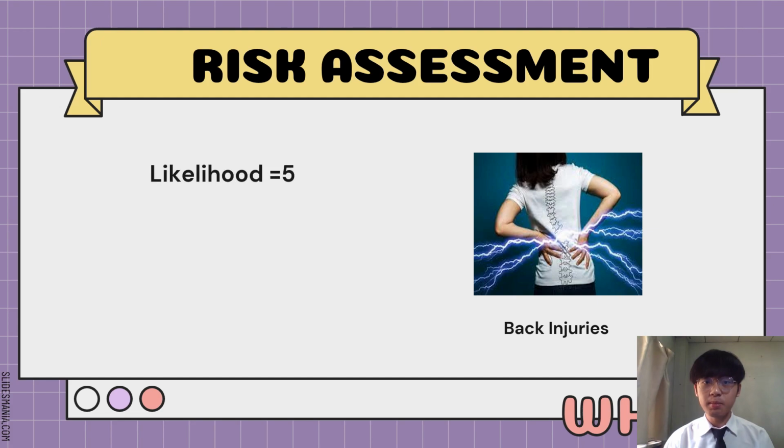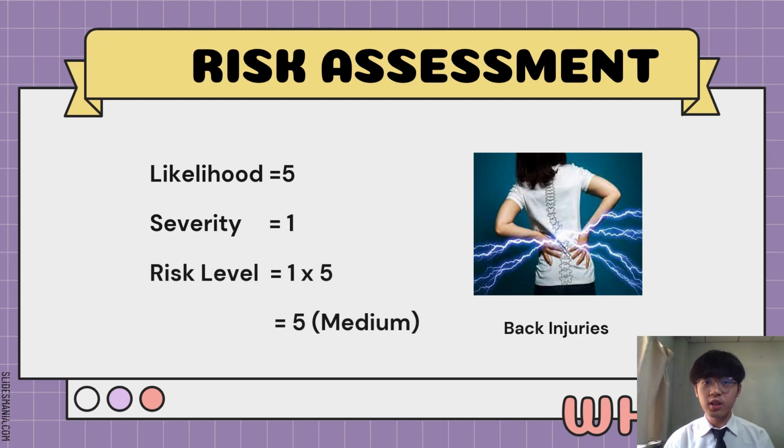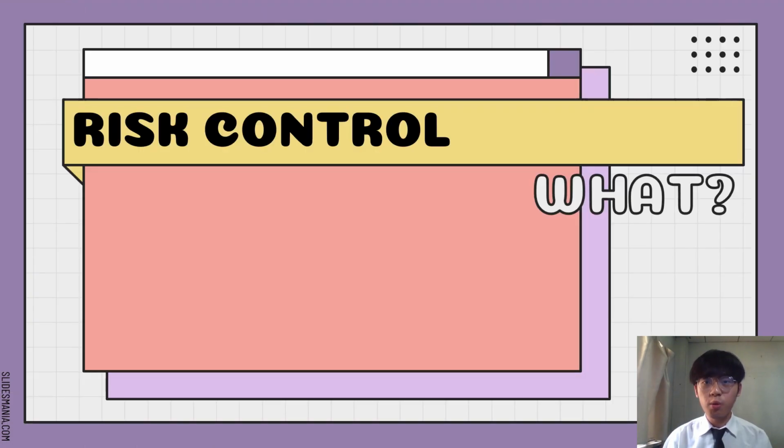For the risk assessment, the likelihood is 5. It means that this hazard will happen most of the time, and severity is 1, which can be considered as negligible injury. As a result, the risk level is considered as medium. What is the risk control we are going to apply? Firstly, make sure that your employees are trained and competent in everything they do, including manual handling.